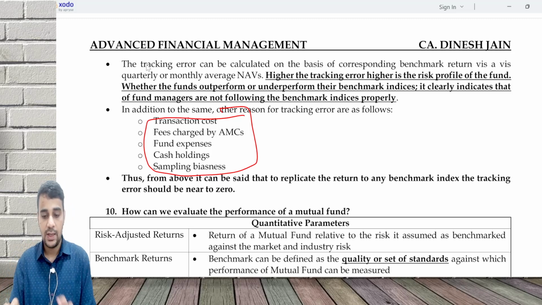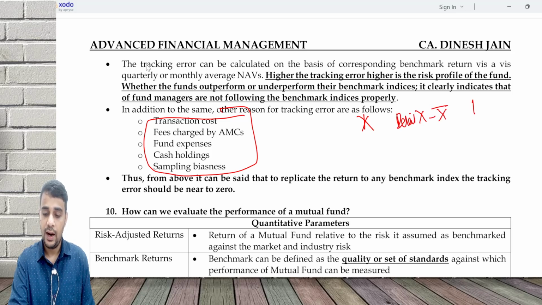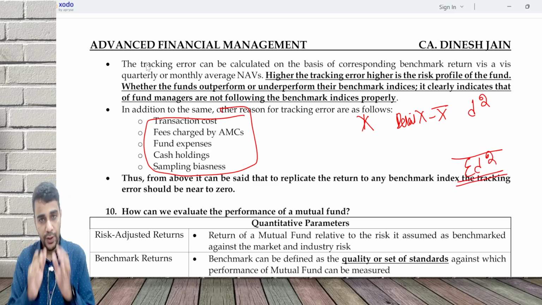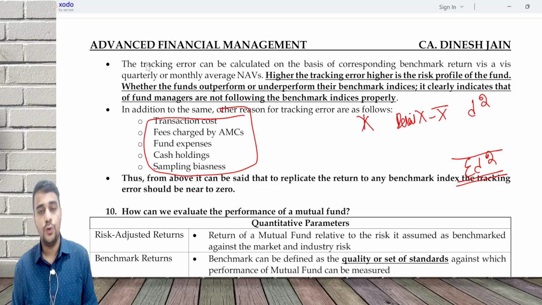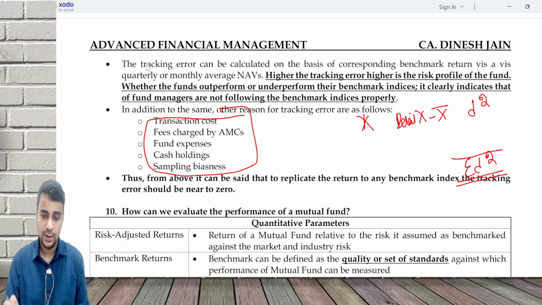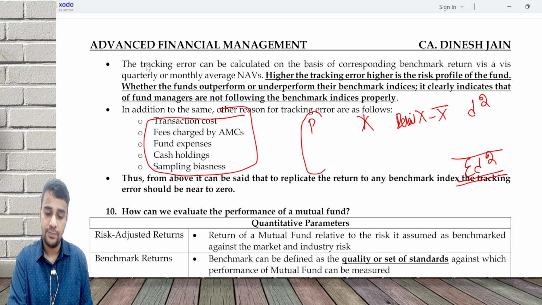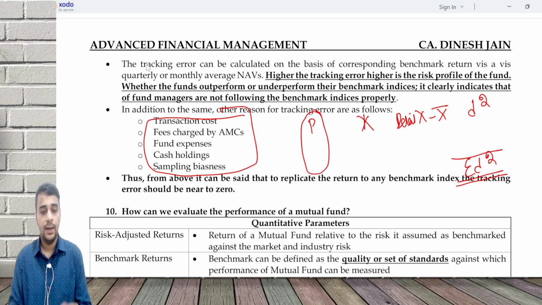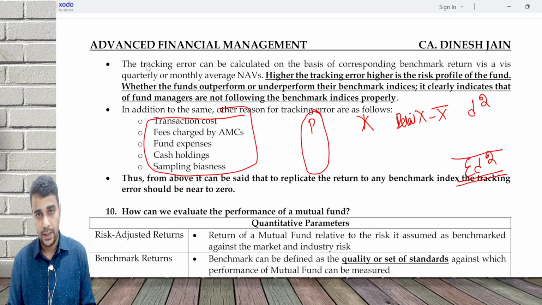In our problems, there is a problem on tracking error. When you calculate tracking error, there is x, and then x minus x bar, which is technically called deviation, and then we do deviation square. You put a total of deviation square. When you do standard deviation in the portfolio chapter, we normally take equal probability. Here, the concept of equal probability will not work.